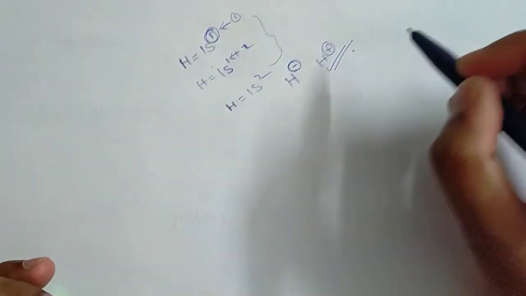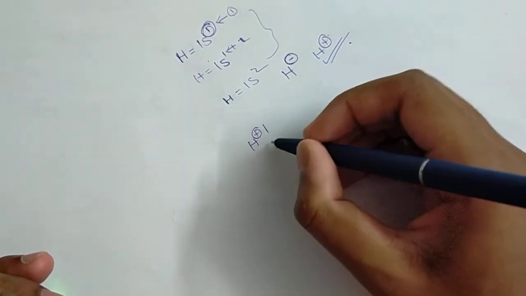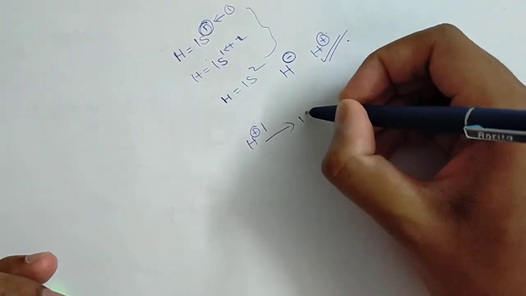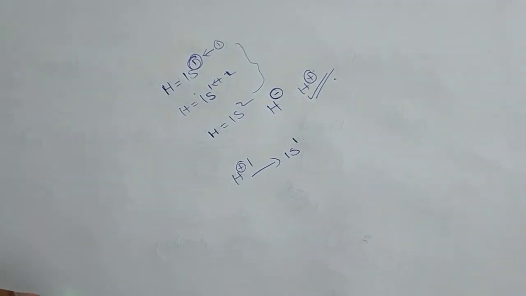Okay, the charge of hydrogen is always +1. Okay, I'll explain that also. Electronic configuration is 1s1. Okay, got it.